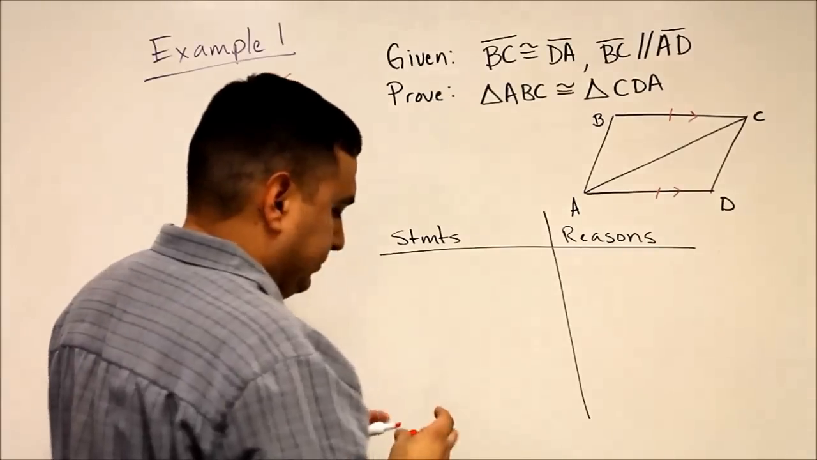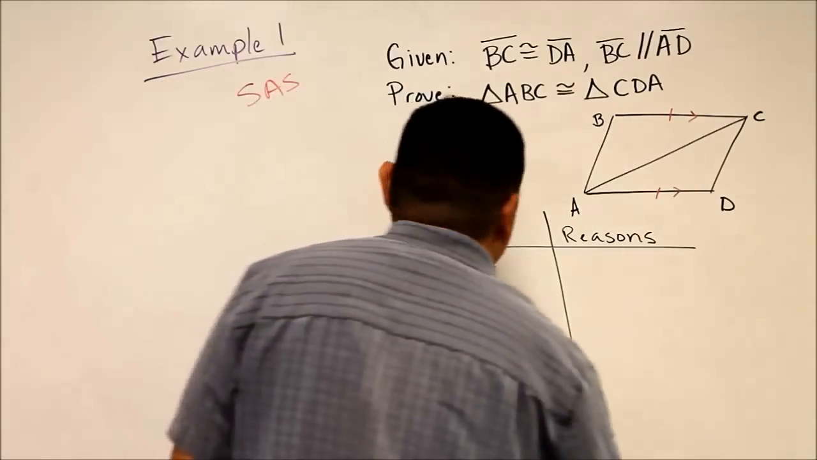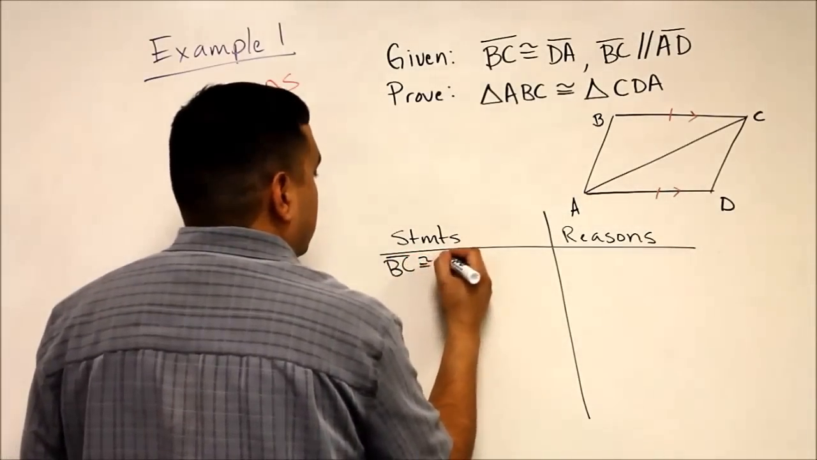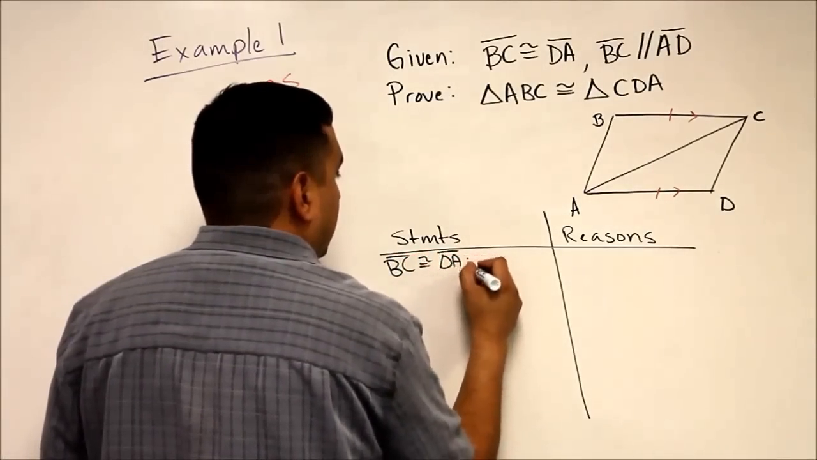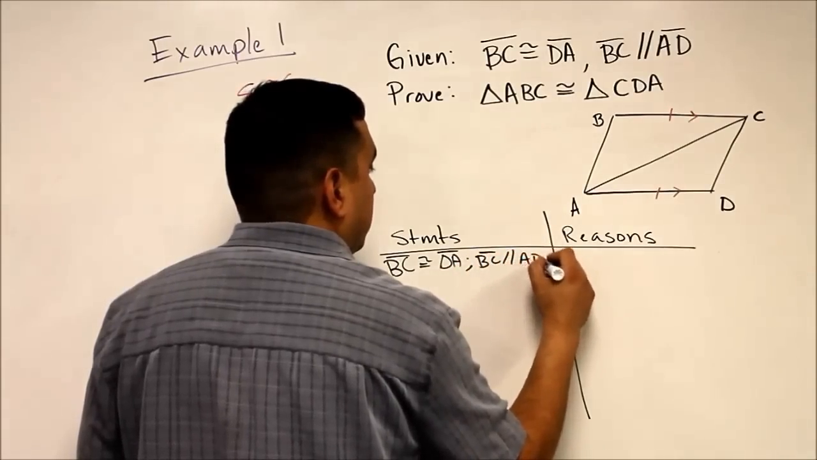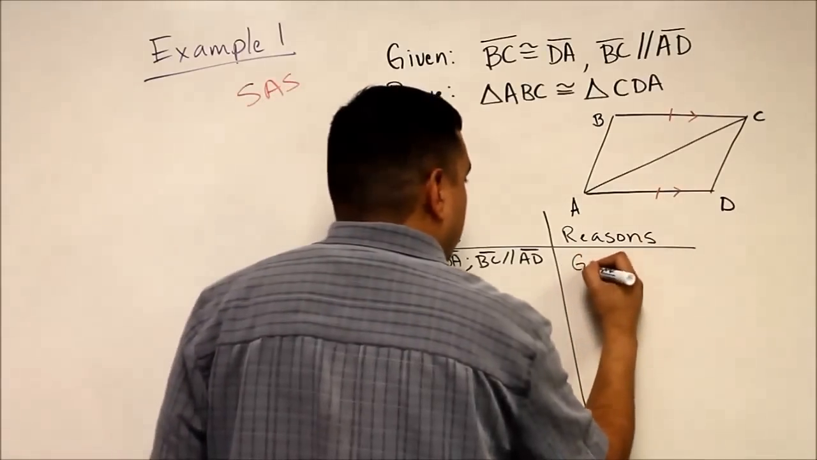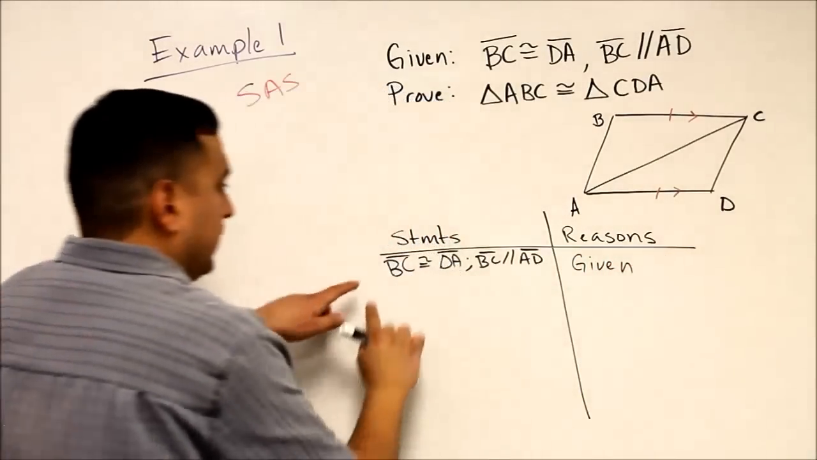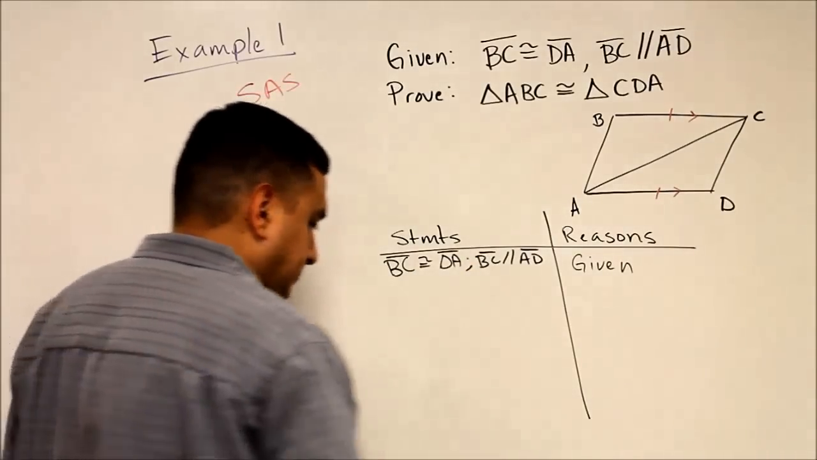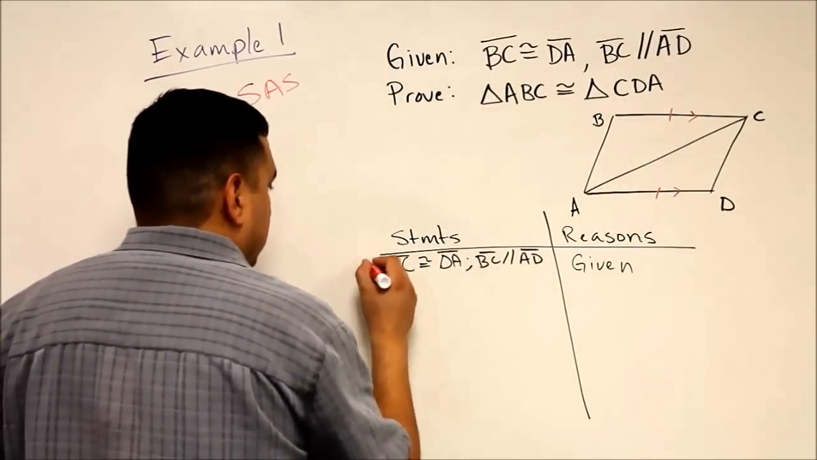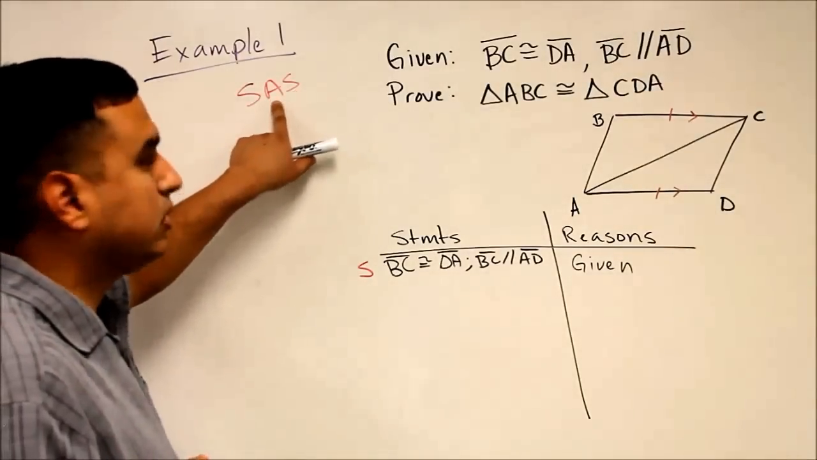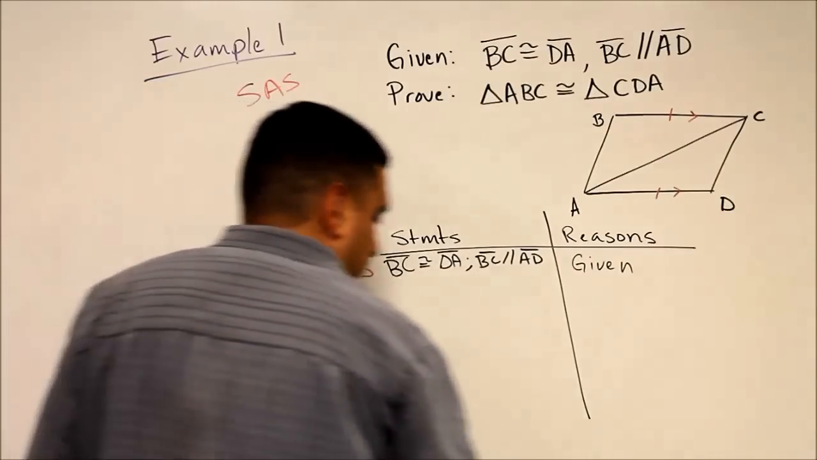We always start with our givens. So here's my given information. I know that segment BC is congruent to segment DA, and I also know that segment BC is parallel to segment AD. My reason is that it's given. Now, segment BC congruent to segment DA is going to be one of my sides, so I have one of the S's. Now I have to look at getting the included angle and the other side pair.